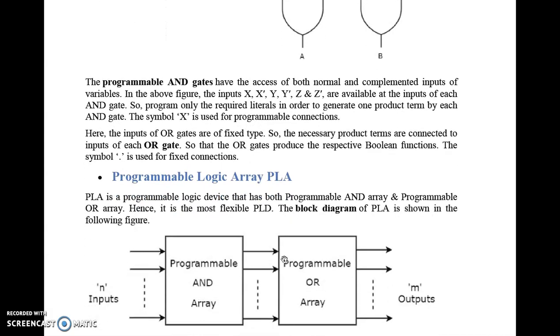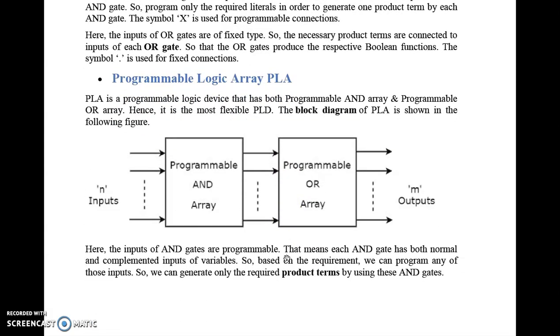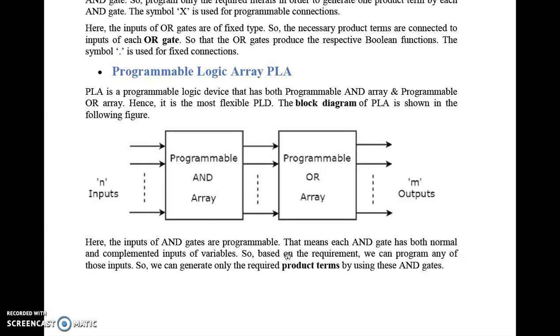The third and last type of PLD is the programmable logic array, that is PLA. PLA is a programmable logic device that has both a programmable AND array and a programmable OR array. So here the AND array is programmable and the OR array is also programmable. Hence it is the most flexible PLD. The block diagram of PLA is shown in the following figure.